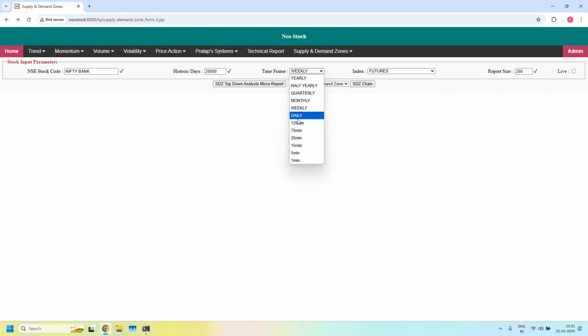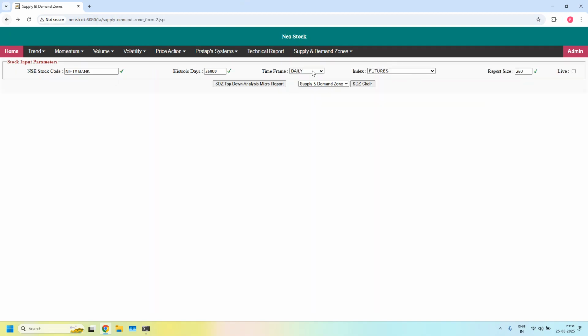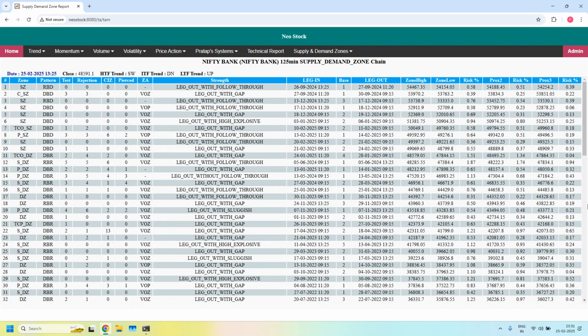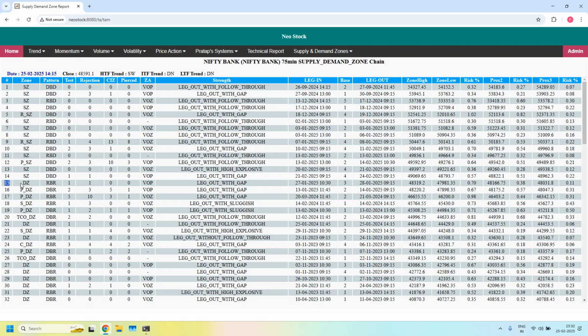Next, daily supply demand zone chain for Bank Nifty. Next, 125-minute supply demand zone chain for Bank Nifty. Next, 75-minute supply demand zone chain for Bank Nifty. 15th is the nearest demand zone to the current closing price.